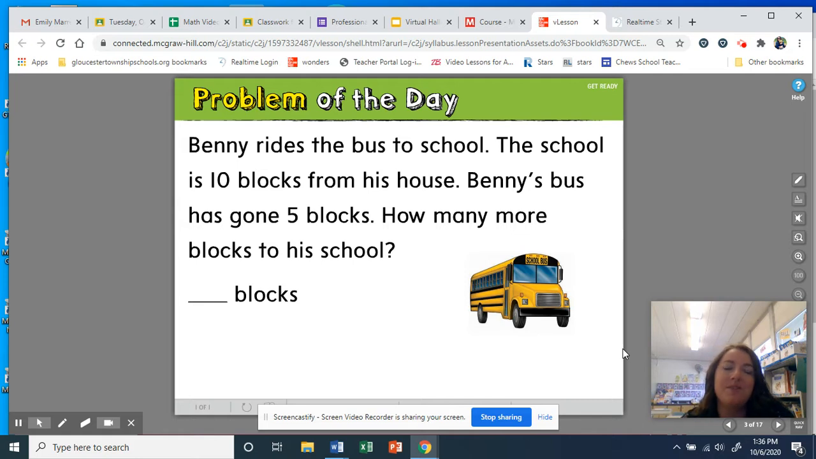All right, for our problem of the day, you could just write this on a blank sheet of paper. Benny rides the bus to school. The school is 10 blocks from his house. Benny's bus has gone 5 blocks. How many more blocks to his school?